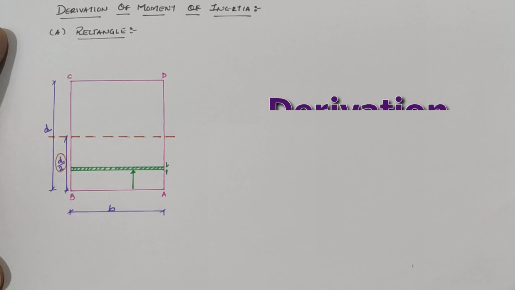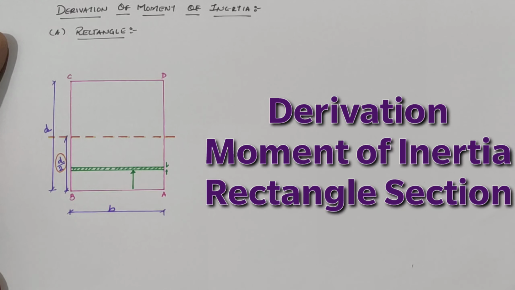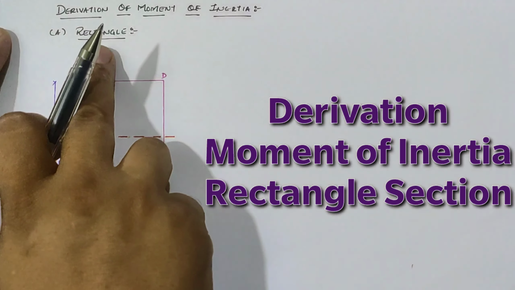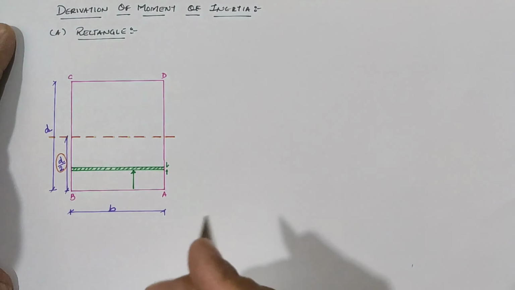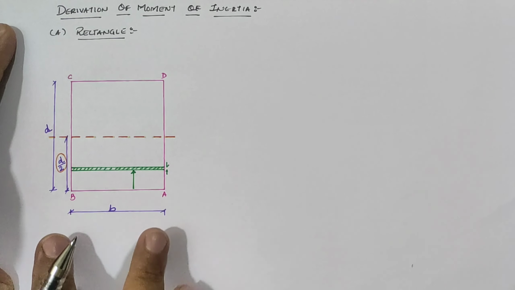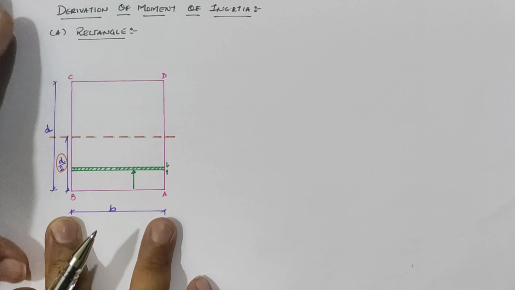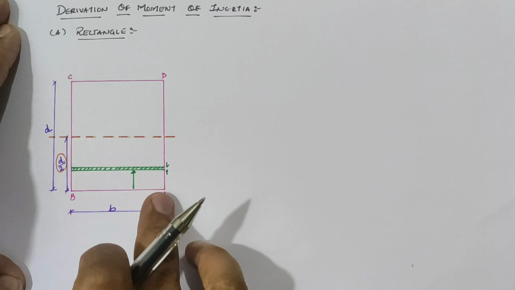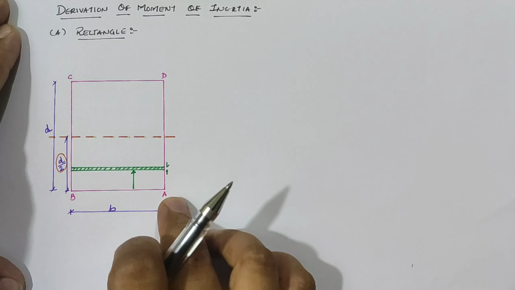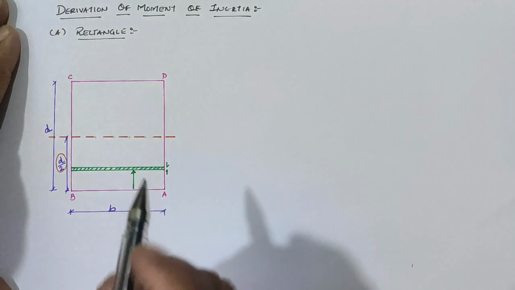Hello friends, today we are going to derive the equation for moment of inertia for the rectangular shape figure. Now let us assume the rectangular section having the base width as a small b, depth as a small d, having the AB axis at the extreme bottom of the rectangle and CD axis at the extreme top of the rectangle.